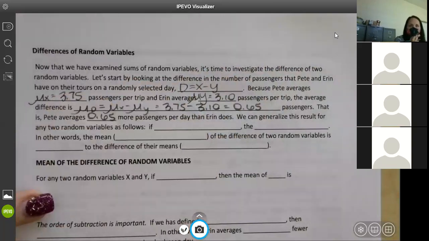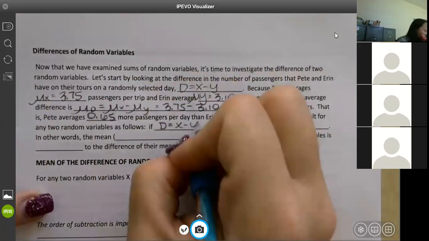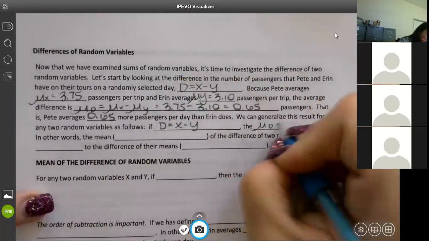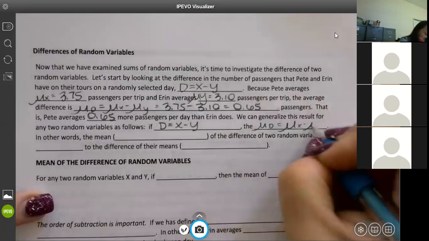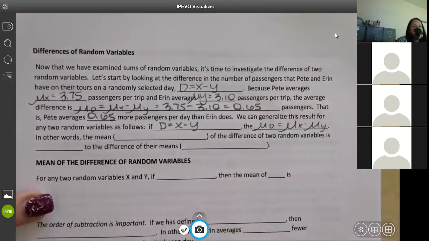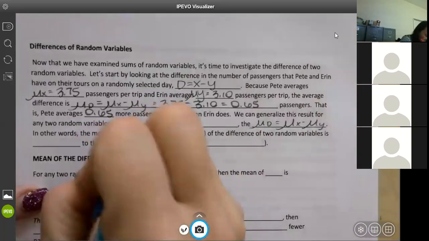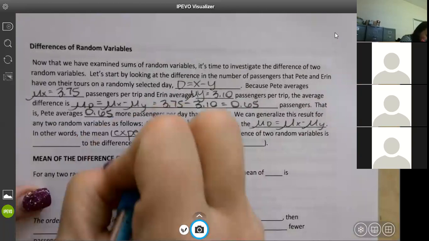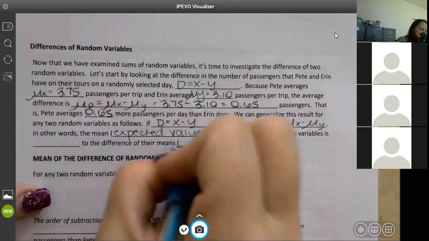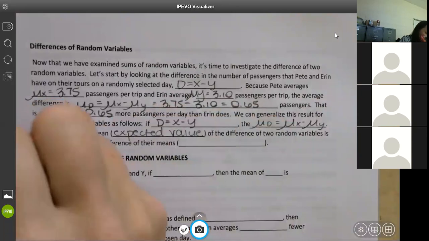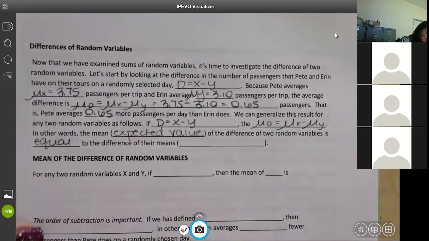We can generalize this result for any two random variables as follows: if d equals x minus y, the mean of d is the mean of x minus the mean of y. So in other words, the mean or the expected value of the difference of two random variables is equal to the difference of their means or their expected values.